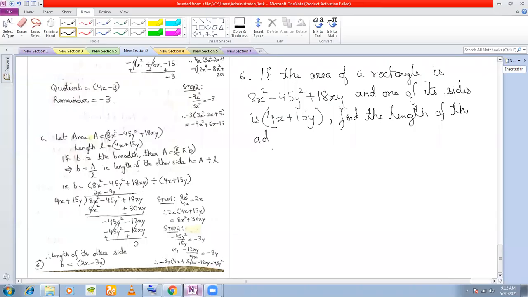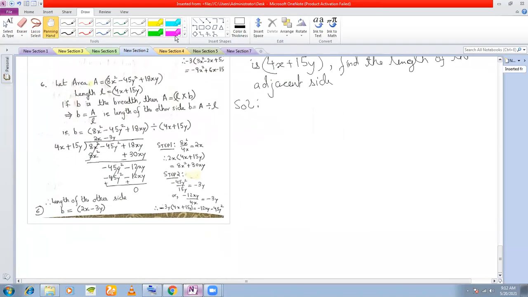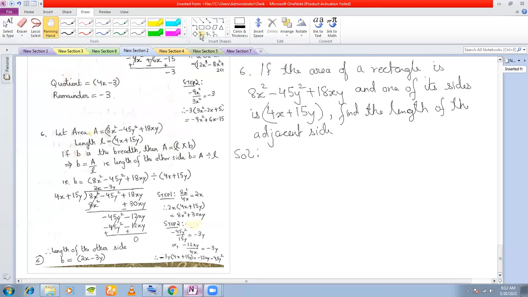Now, if you remember, I told you what adjacent side means, right? You know what an adjacent side is? Remember, or should I explain again? So here, see, this is your rectangle. And the area of this rectangle is given to be 8x square minus 45y square plus 18xy. This is the area given.